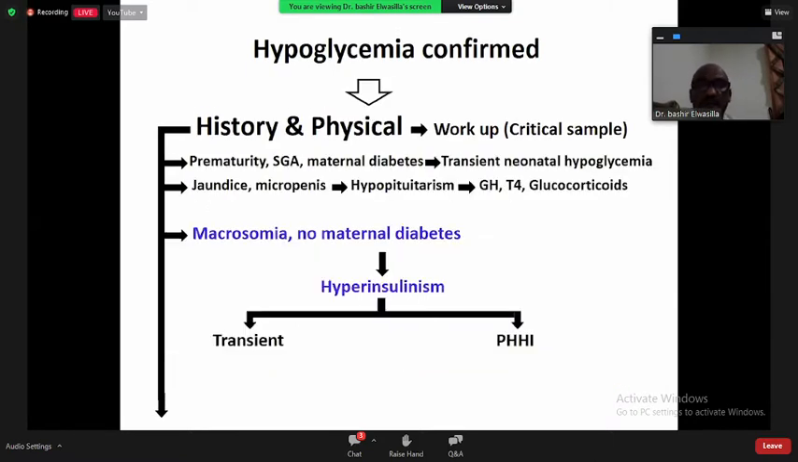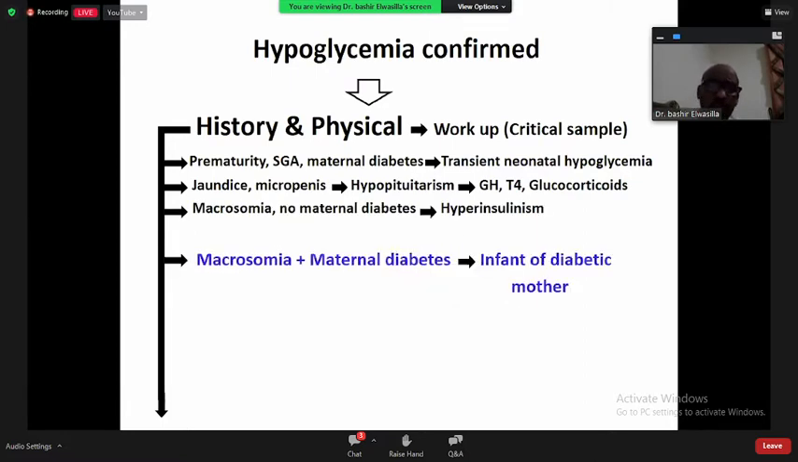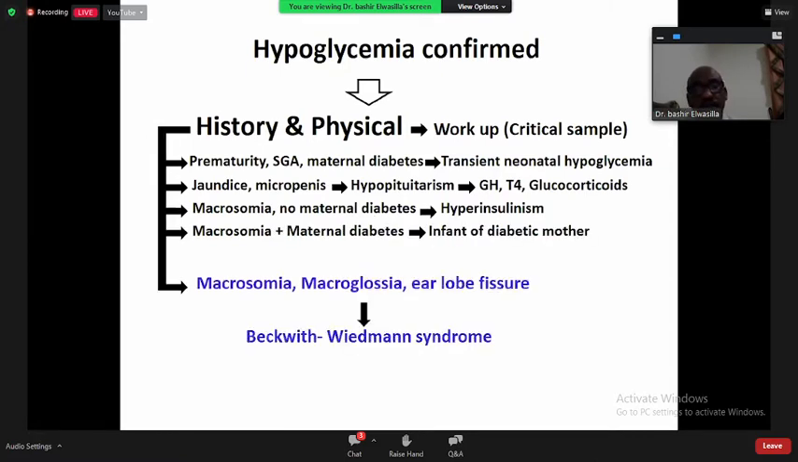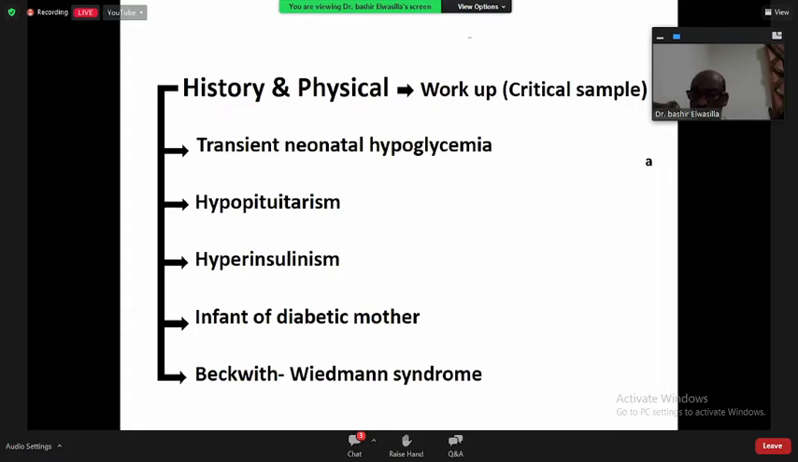So continuing with other causes, if you find macrosomia but no maternal diabetes, think about hyperinsulinism, either transient or persistent hyperinsulinemic hypoglycemia of infancy. Also, if there is macrosomia with maternal diabetes, here think of infant of diabetic mother. And if there is the syndrome of macrosomia, macroglossia, earlobe fissure, you have to think about Beckwith-Wiedemann syndrome. These are the main causes which can be picked up just during history and physical examination.